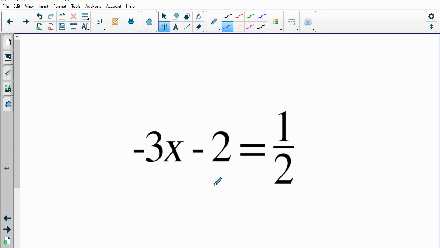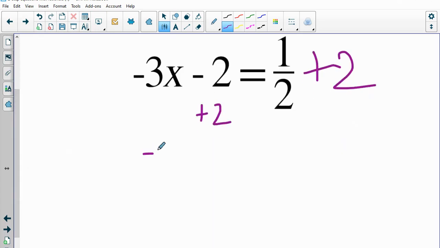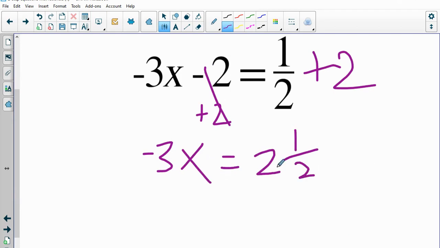Here's yet another problem. It's got a fraction on the end. Everything else is integers. Let's go ahead and add 2 to both sides. And as we do that, our net result would be negative 3x equals 2.5. 1/2 plus 2 is just 2.5. Now let's divide that by negative 3.